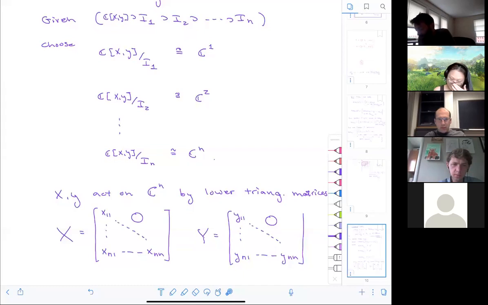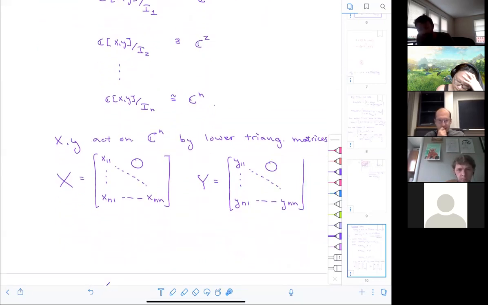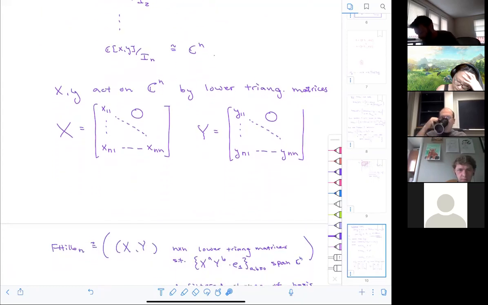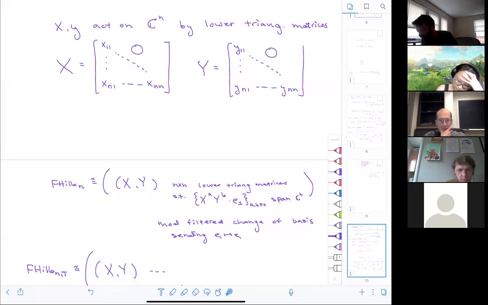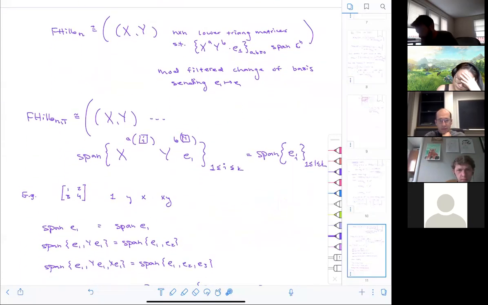So our element of the Flag-Hilbert scheme, after making some choices, allows us to represent x and y. We identify the subquotients with coordinate subspaces in Cm. This allows us to identify x and y with actual matrices, actual lower triangular matrices, because they respect this filtration. And we can describe the Flag-Hilbert scheme. Again, this is a very naive description, a little bit too naive, but here it is.